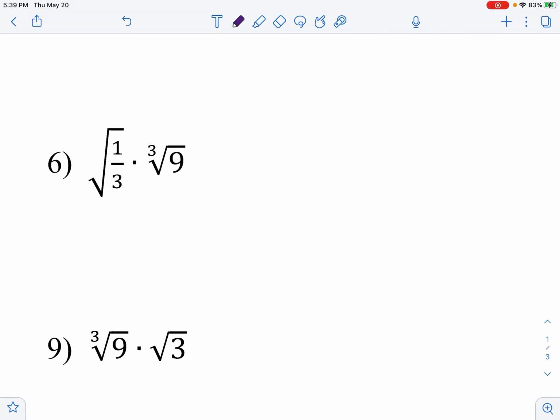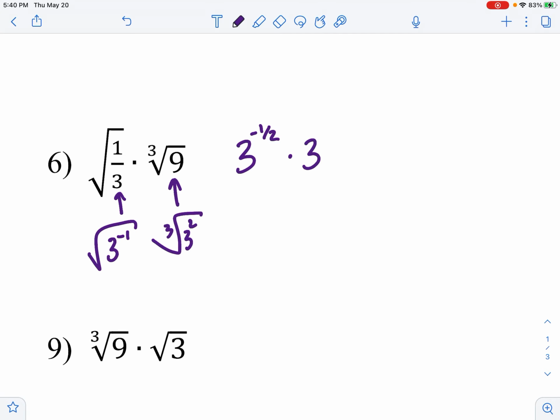Number 6, again, I would much rather deal with exponent rules than trying to think about these things as roots. So I am going to rewrite this one. This is 3 to the negative 1 inside my square root, which means I have 3 to the negative 1/2, and then I have 9 to the 1/3, but exponent rules say that you have to have the same base. So that's not actually what I want. I'm going to erase this. I don't want 9. What is this? This is the cube root of 3 squared. So when I rewrite that, now I can write it as a power of 3.